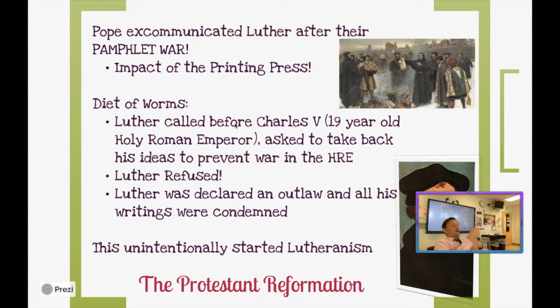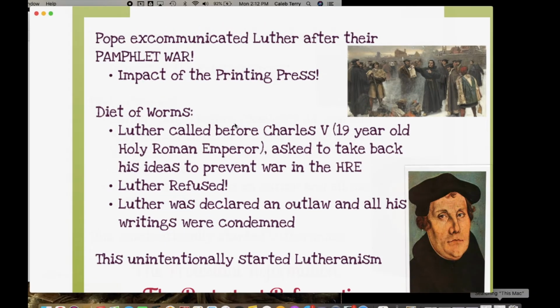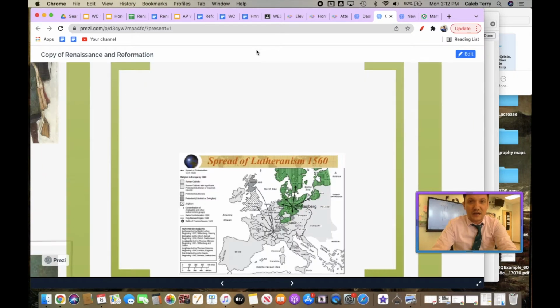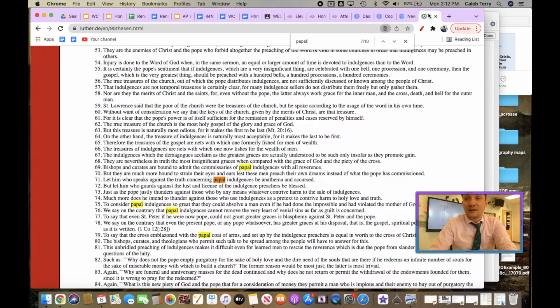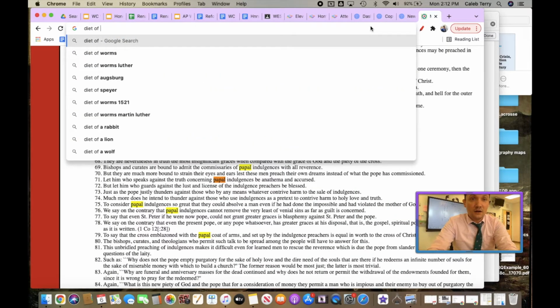And the Holy Roman Emperor Charles V, who's only 19 years old at the time, tells him to take back everything he said, right? So if I look up a picture of this really quick, the Diet of Worms.